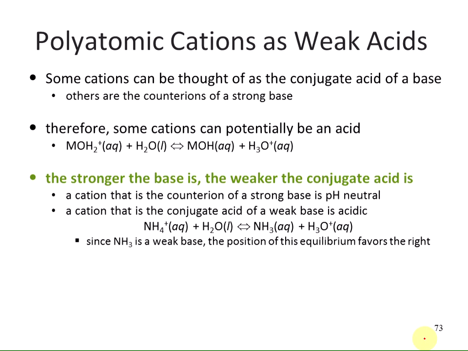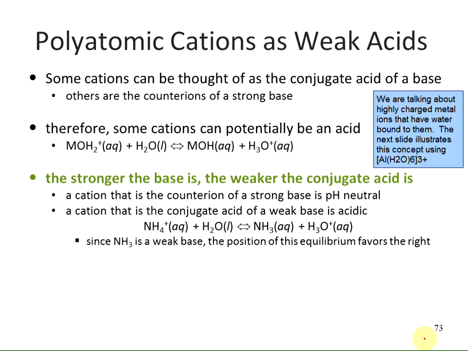Let's talk about polyatomic cations as weak acids. Some cations can be thought of as the conjugate acid of a base. Others are the counterions of a strong base. Therefore, some cations can potentially be an acid. MOH2 plus, when it reacts with water, forms the MOH and the hydronium ion.